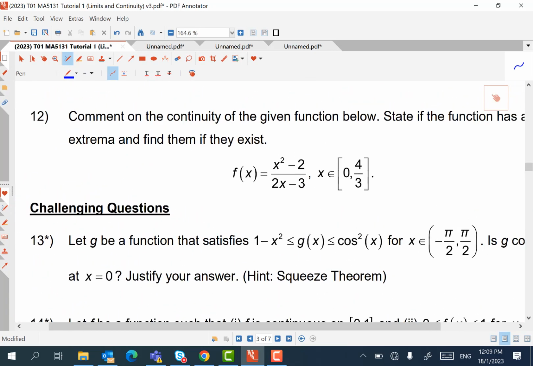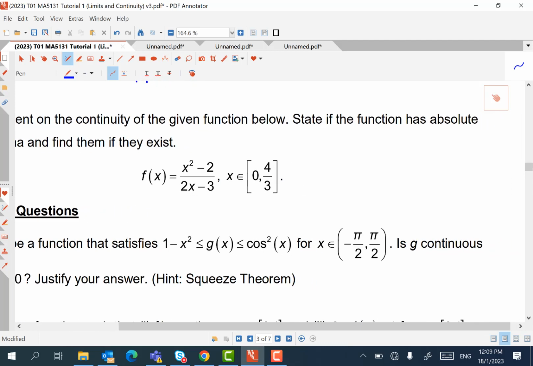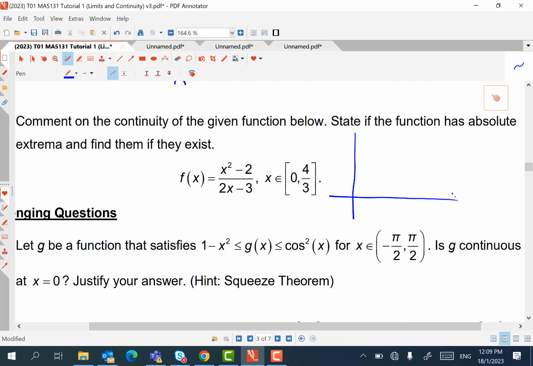Okay, let's do number 12. Maybe it is good to draw a sketch of the graph. This graph, if you draw it right, I think it looks like this. For the short interval, I think it's like that. You just use your GC to draw for yourself, though.